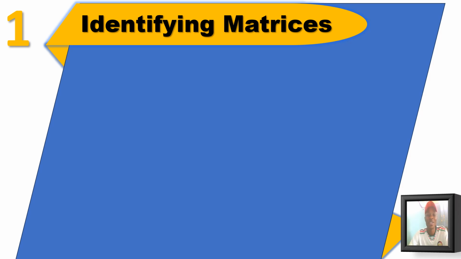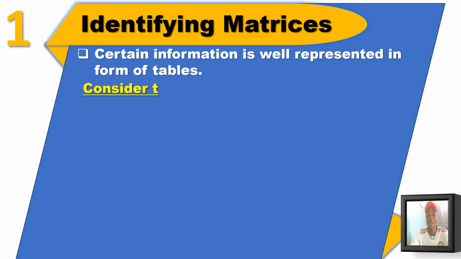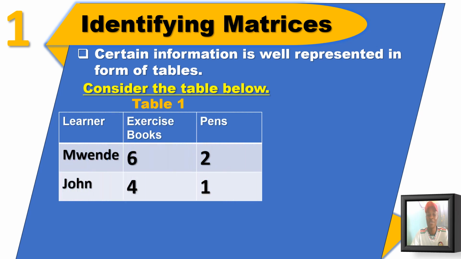How can we identify or know that this is a matrix, and what exactly is a matrix? So I want us to imagine or look at the way we present our information or data. Normally we put them in tables, and in tables we give column names and row names. Let's look at an example of a table that I picked from one of the materials. In table 1 we have this information.